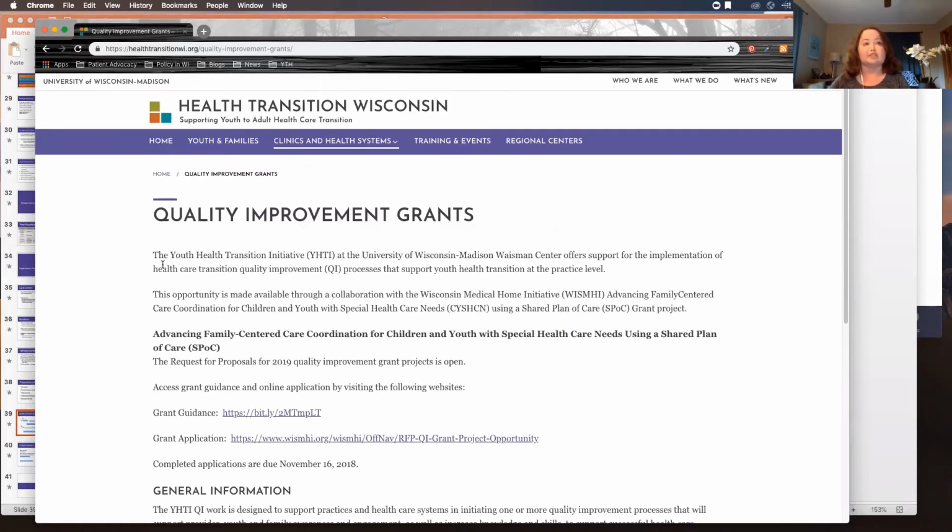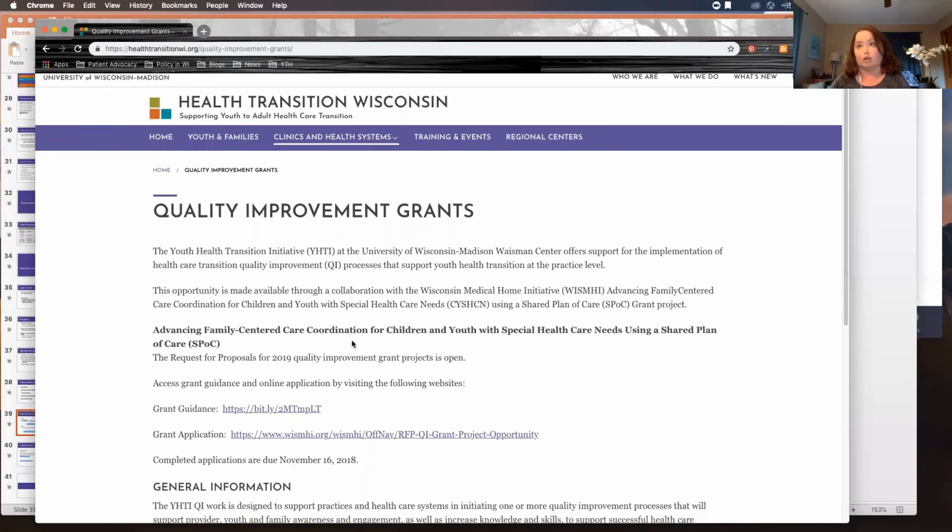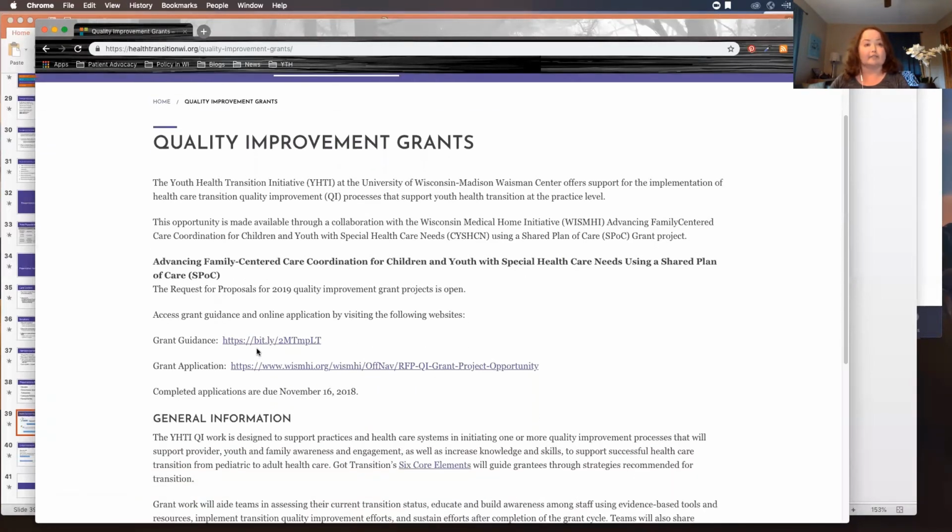Now, the information you'll see here is very focused on the transition part of the quality improvement grant because we are the transition website. However, there are a lot of different options for clinics who would be interested in quality improvement work, and we provide that information here. By going to the grant application, you can see the different areas where you can focus your energy on quality improvement work and how you could partner with Medical Home to create those.